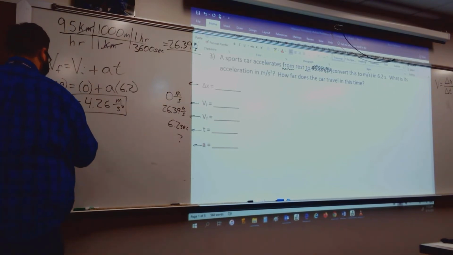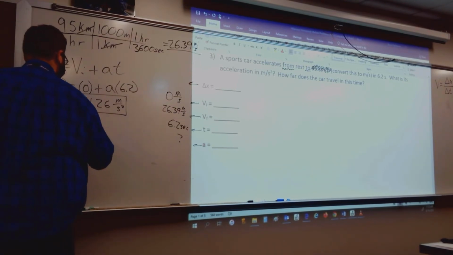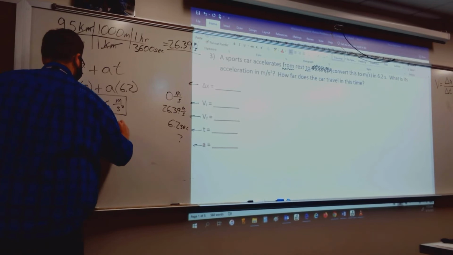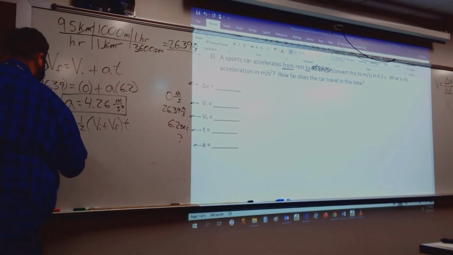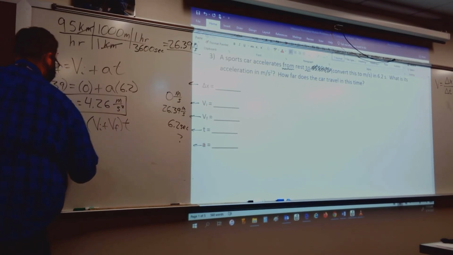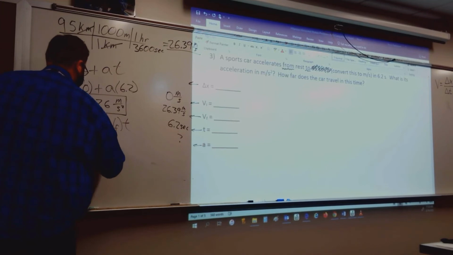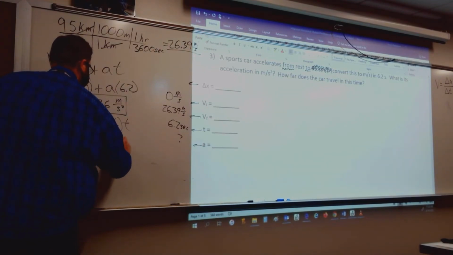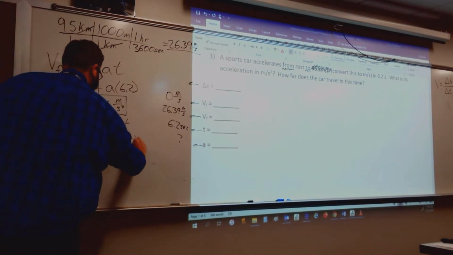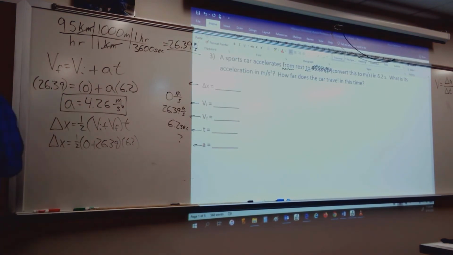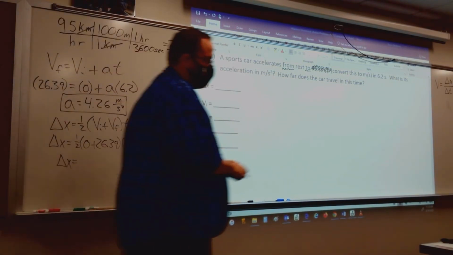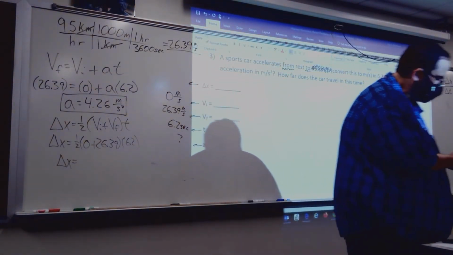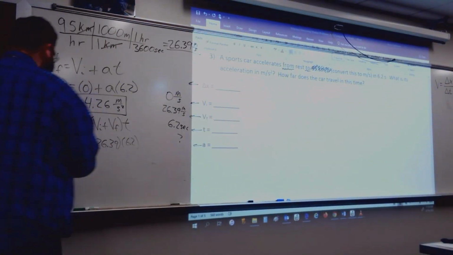So the first equation, delta x equals 1/2 (Vi plus Vf) times t. 1/2 times (0 plus, not 95 but 26.39) times our 6.2 seconds. And what is it? 81.81 comes out to.